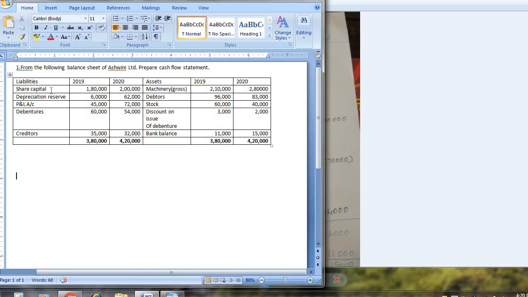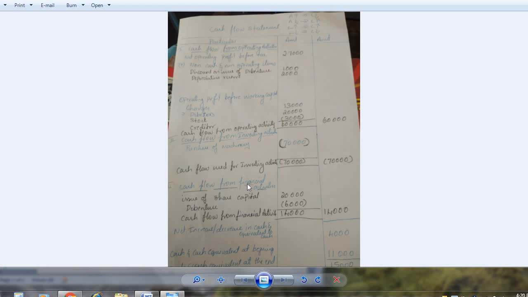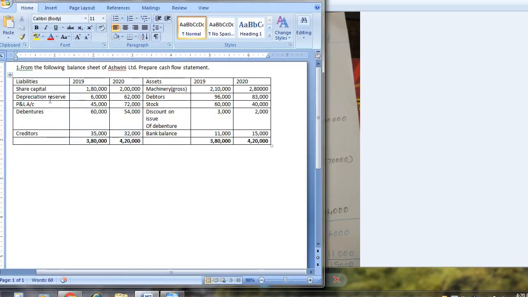Usually shares and debentures come under financing activity. You get finance from shares and debentures. So here what should happen? If liability increases, then there is an increase in cash. If liability decreases, then there is a decrease in cash. So here there is an increase of capital. By how much? You can see 20,000, and it will come under financing activity. So here you can see, under cash flow from financing activity, issue of share. That means there is an increase, by 20,000.